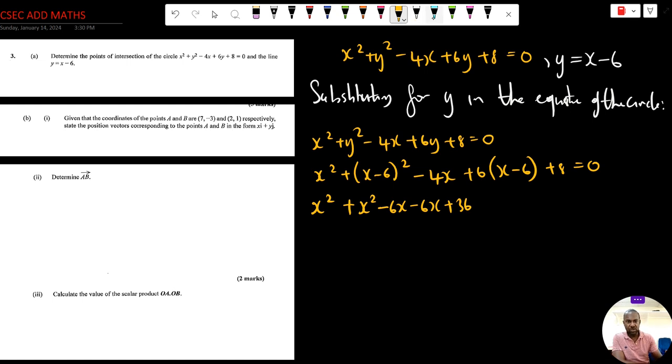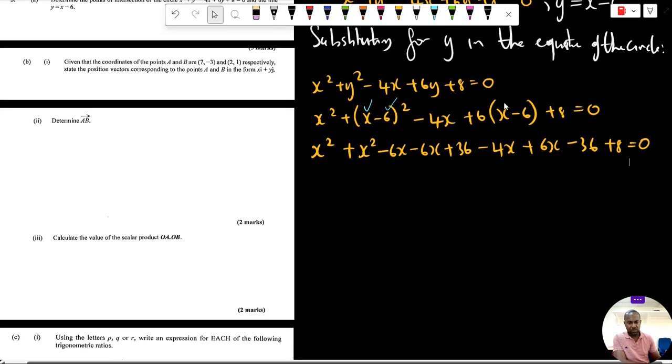Basically, when you square a binomial, you multiply the first term by itself, x squared, the second term by itself, 36, and then you multiply these two together twice. So let's continue. We get x squared minus 6x minus 6x plus 36 for that expansion. We continue, we have minus 4x, and now we have plus 6 times x, that gives us 6x, and 6 times negative 6 gives us negative 36. And of course, we have our plus 8 equal to 0.